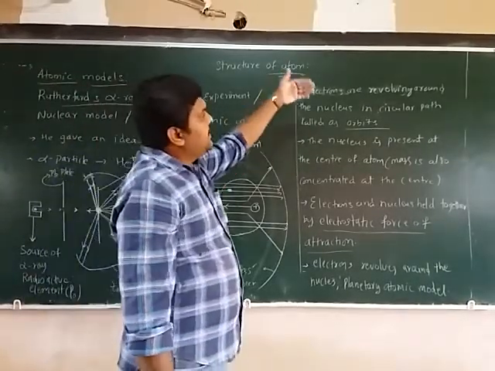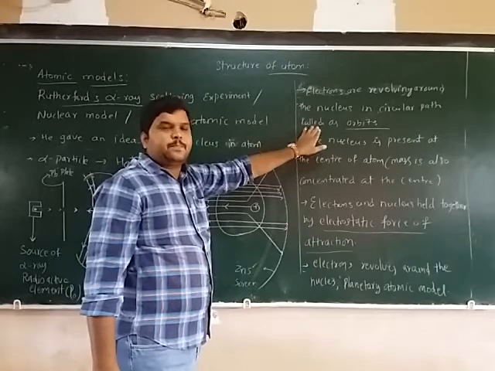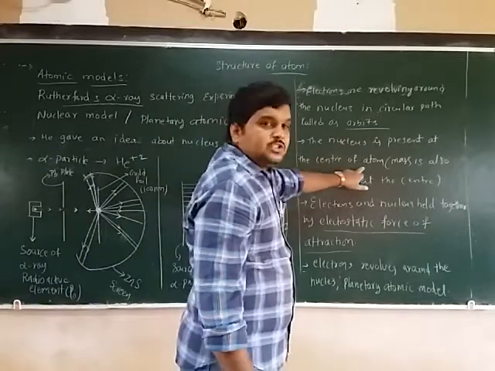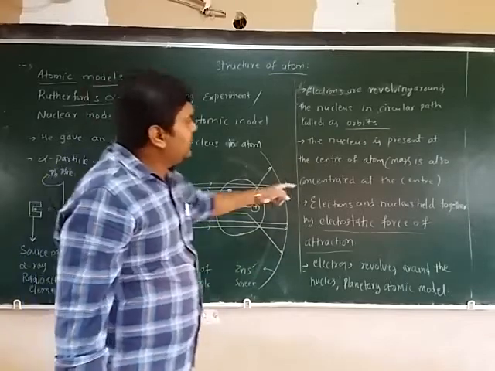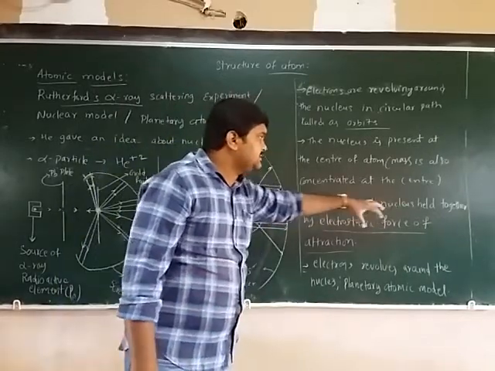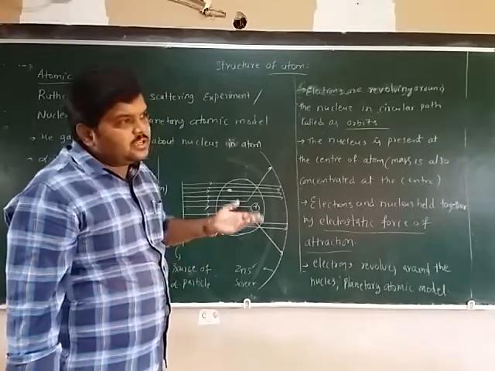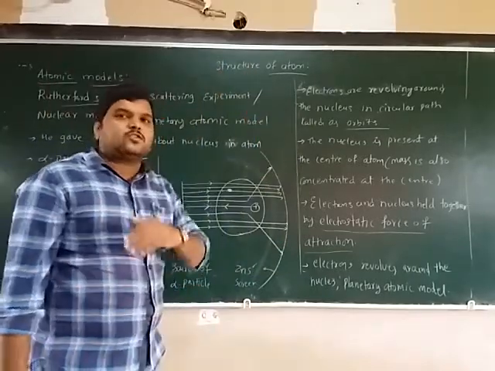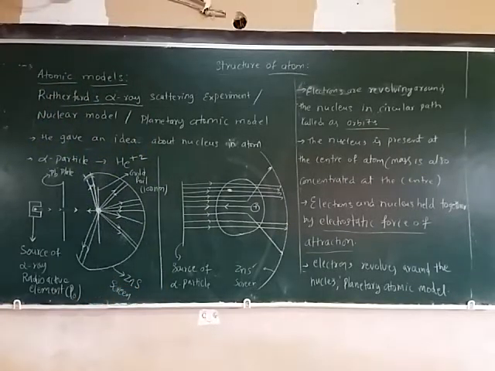So what we are saying is that electrons revolve around the nucleus in circular paths. They are called orbits. The mass is present at the center of the atom, where the positive charge is present. So the positive charge is considered the nuclear model of an atom, and electrons and nucleus are strongly held together by electrostatic force of attraction. So this is also called the planetary atomic model, like how the planets revolve around the sun, like electrons revolve around the nucleus. So that's why it is also called the planetary atomic model.